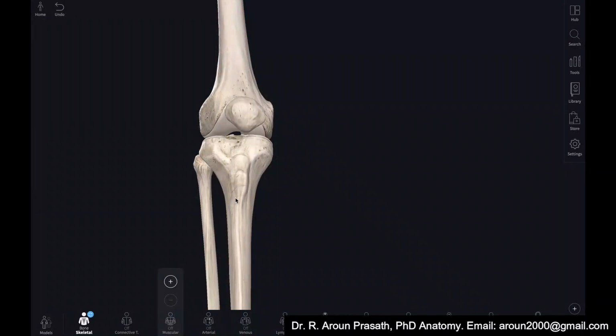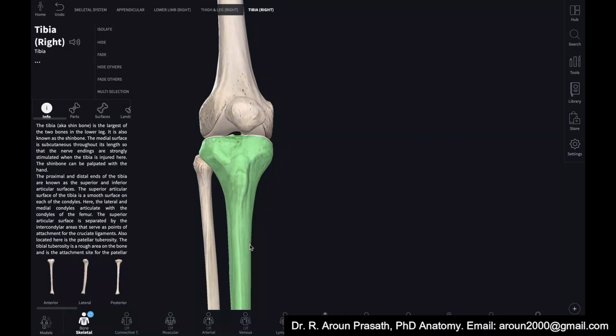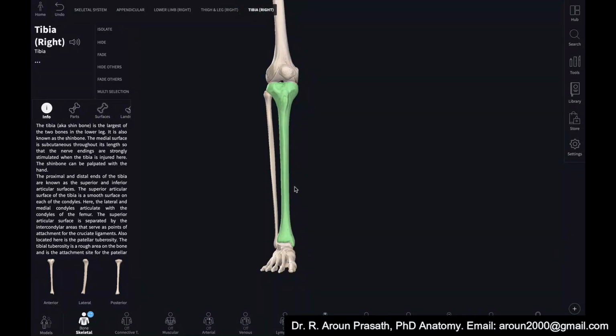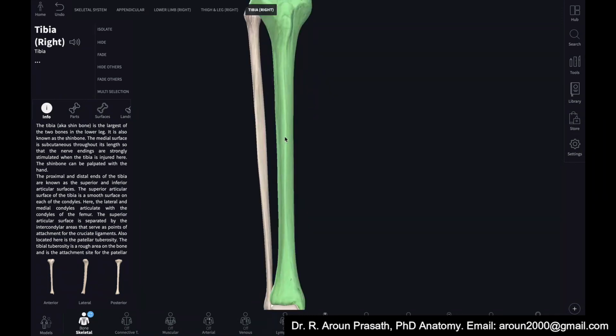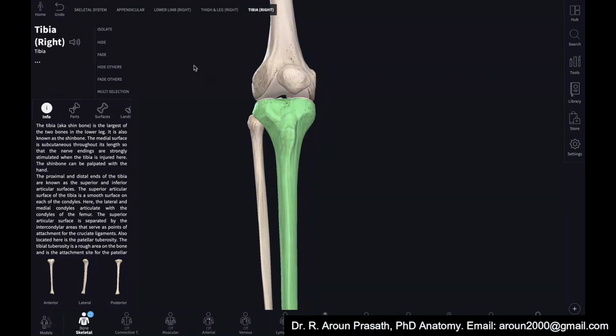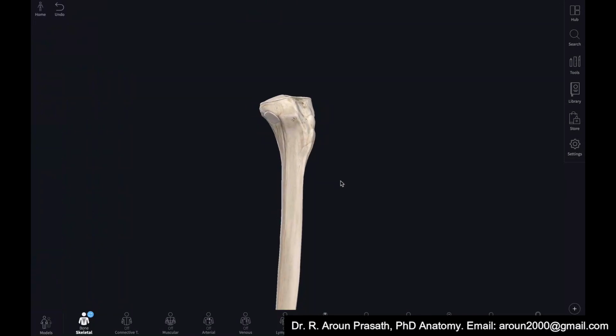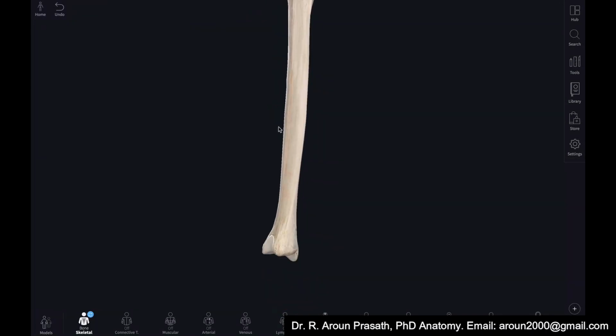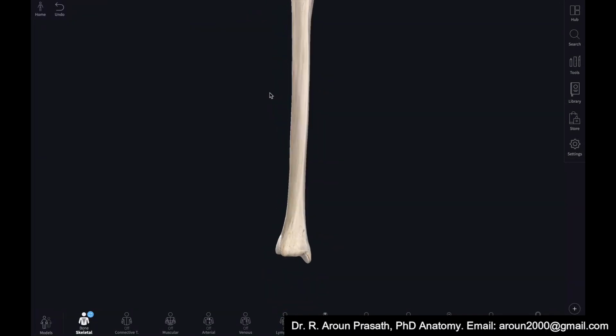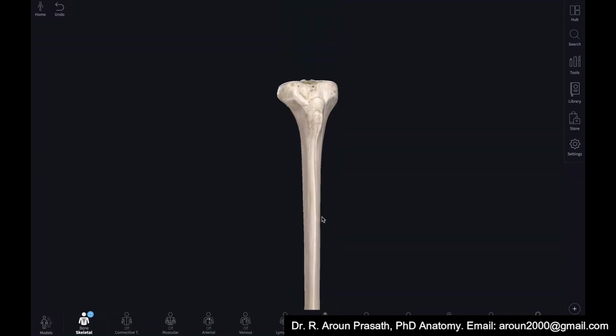Okay, let's go to the next bone, the tibia, which is one of the strongest bones. Why is the tibia the strongest? Because the full body weight comes to the tibia only. Now, the tibia has an upper end, a lower end, and a shaft.